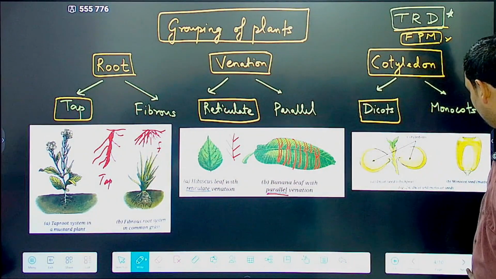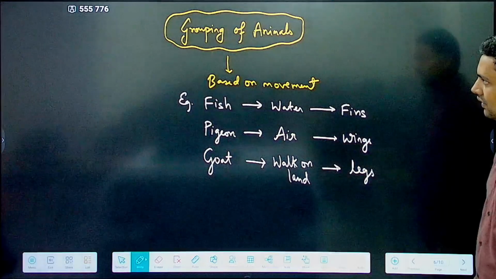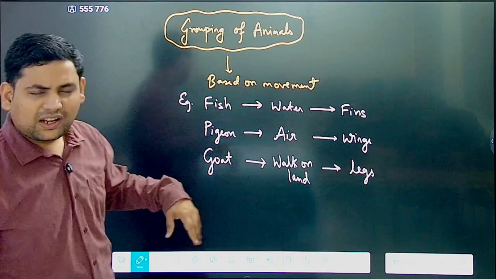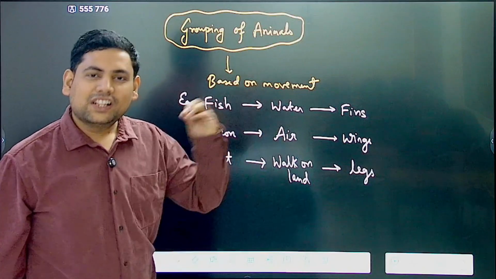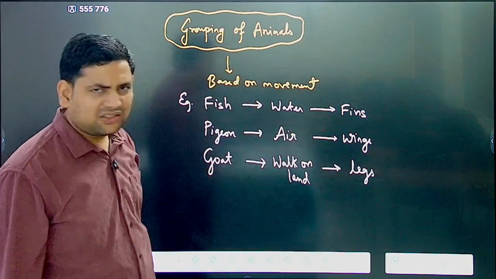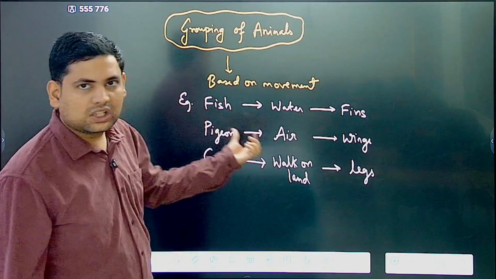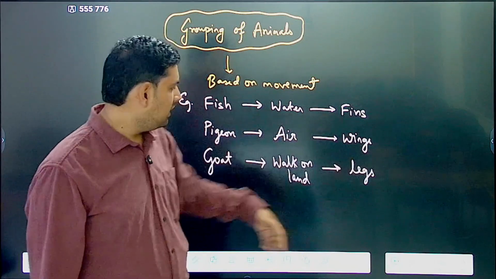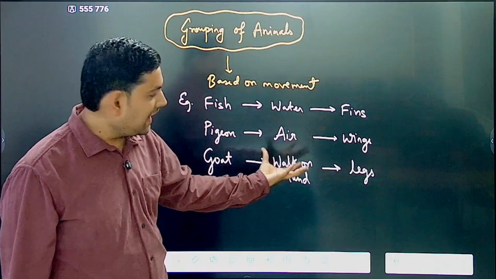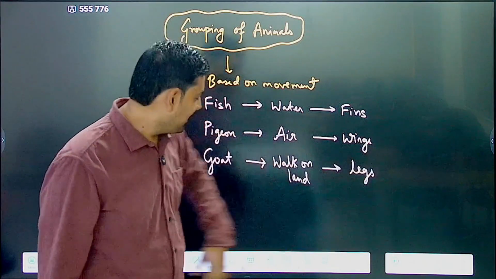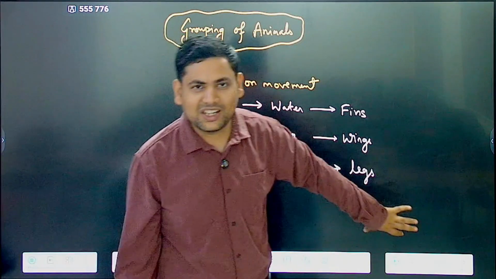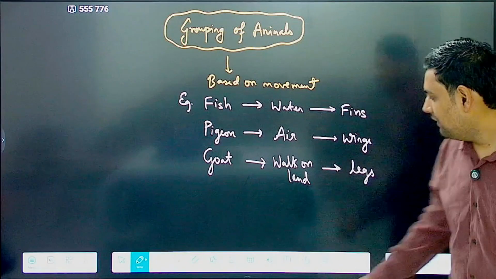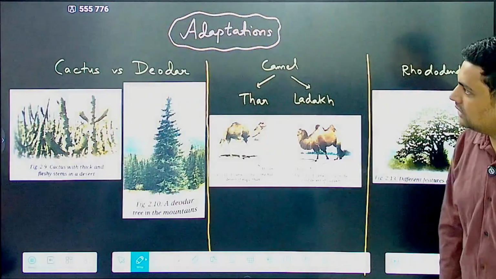Then next is grouping of animals. Now if you look at grouping of animals, as I told you, that will be dealt with in higher classes. Here the grouping is again very easy. So fish lives in water, and how does it move? Using its fins. Then pigeon flies in the air using what? Wings. Then goat walks on land using its legs. So this is the very simple way they have defined grouping of animals as of now.